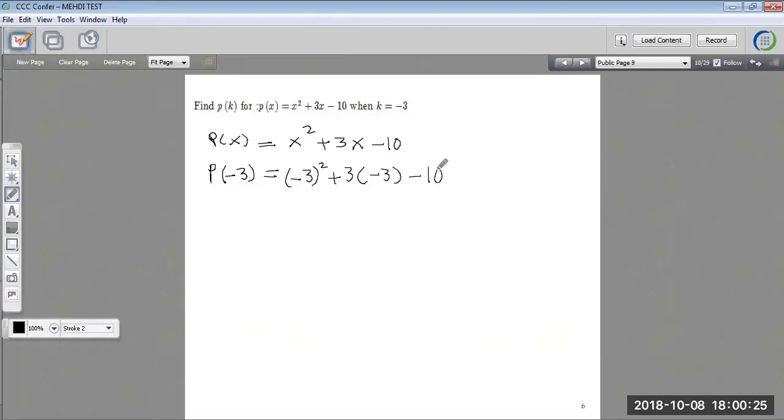Then here we get 9. Negative 3 squared would be plus 9. Then here 3 times negative 3 would be minus 9, minus 10. So these add up to 0. So p of negative 3 is equal to minus 10.